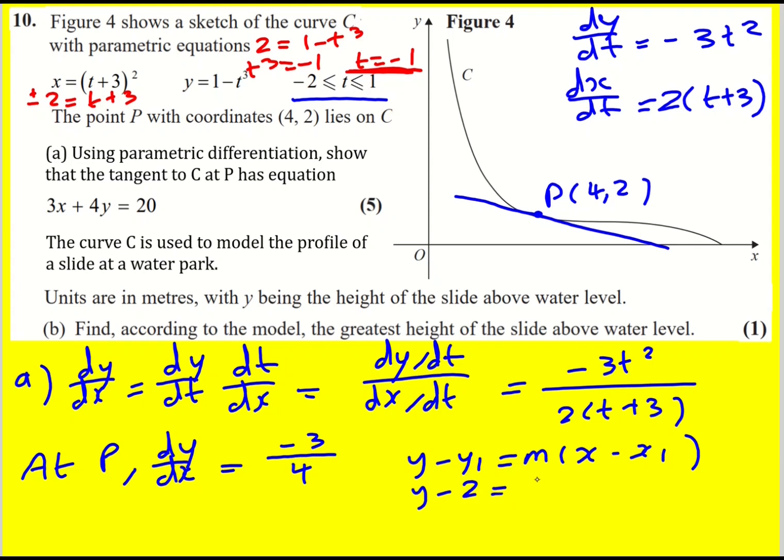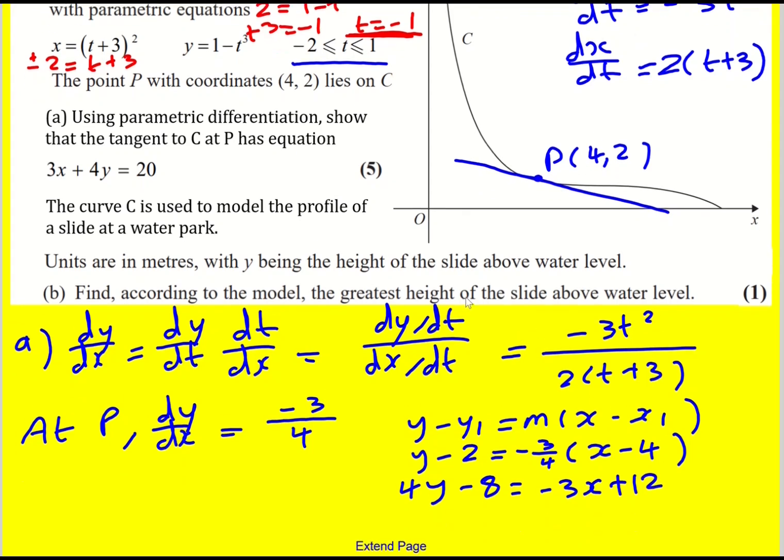y minus 2 is going to equal minus 3/4 times (x minus 4). I'm just going to times through by 4 to give me 4y minus 8 is equal to minus 3x plus 12. And then that means 3x plus 4y is equal to 20, because I've just added 8 onto both sides and added the 3x onto both sides. So we're there.